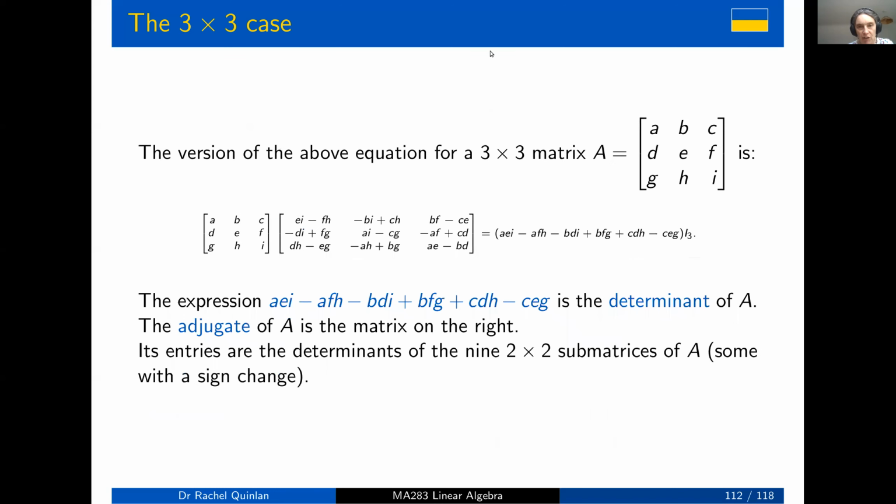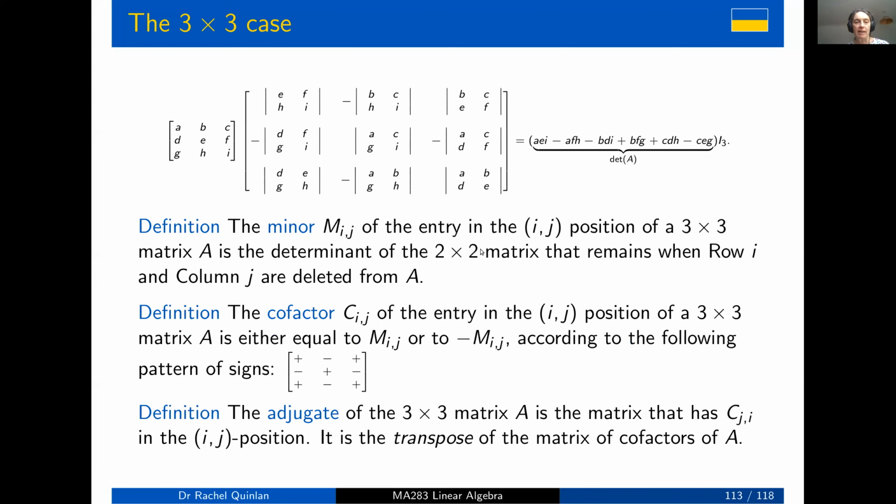A remark about the cofactor equation for a 3 by 3 matrix. I'm not claiming for a second that it comes from anywhere obvious or that we should be able to see immediately why it's satisfied. But if we go back to the first slide on this topic, you can verify directly by just doing the multiplication that this matrix product is indeed equal to the 3 by 3 identity matrix multiplied by this expression, which we're calling the determinant of the 3 by 3 matrix A.